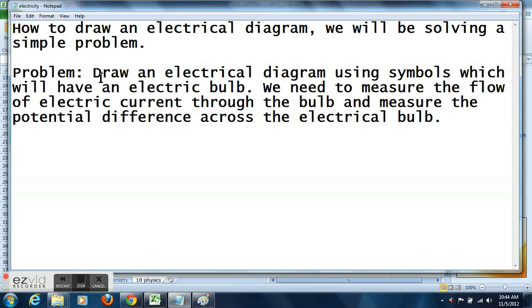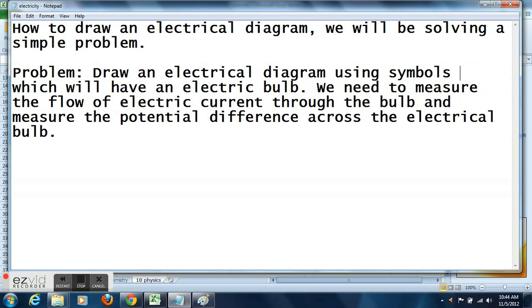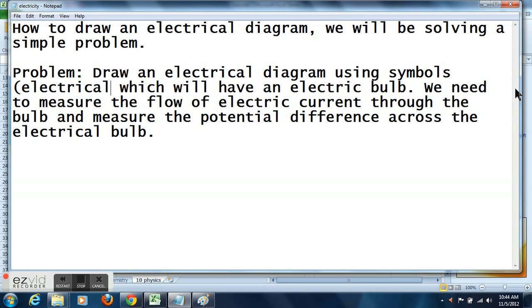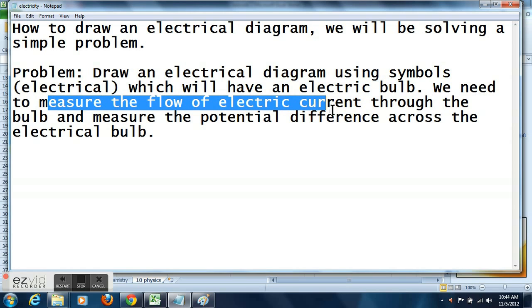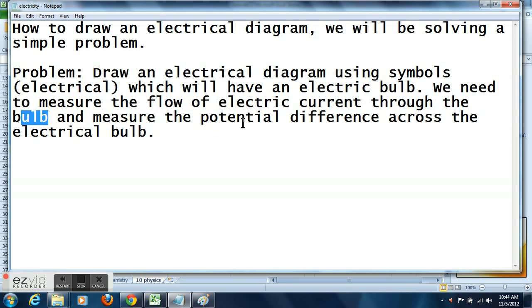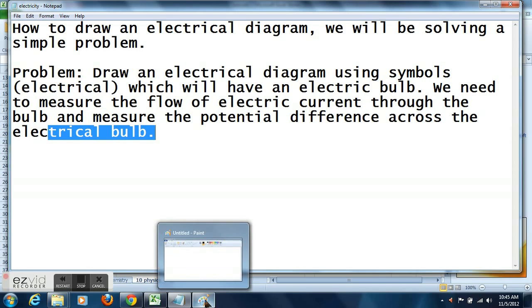Now the problem is this: draw an electrical diagram using symbols which will have an electric bulb. We need to measure the flow of electric current through the bulb and measure the potential difference across the electric bulb. So, in the circuit we should have an electric bulb. We need to measure the flow of electric current. We need to measure the potential difference across the bulb.